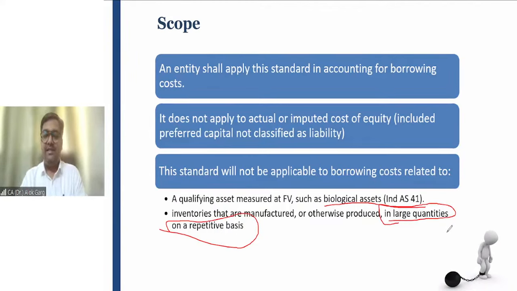So for this inventory, this aircraft which is manufactured by Airbus or Boeing, if Airbus took some loan for manufacturing of this aircraft inventory, that cost of the borrowing, that interest on loan, has to be capitalized on these inventories, right? This Ind AS 23 is applicable to these kinds of aircraft manufacturing, right? Is it clear? Very good.